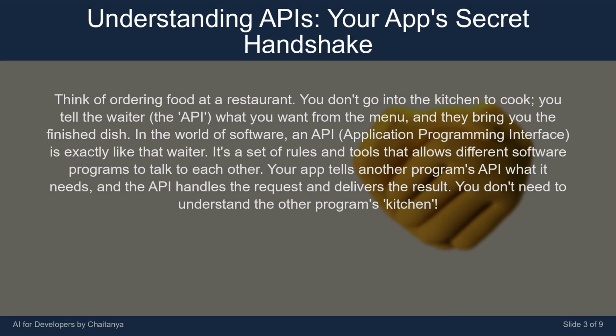Think of ordering food at a restaurant. You don't go into the kitchen to cook. You tell the waiter, the API, what you want from the menu, and they bring you the finished dish. In the world of software, an API, application programming interface, is exactly like that waiter. It's a set of rules and tools that allows different software programs to talk to each other. Your app tells another program's API what it needs, and the API handles the request and delivers the result. You don't need to understand the other program's kitchen.